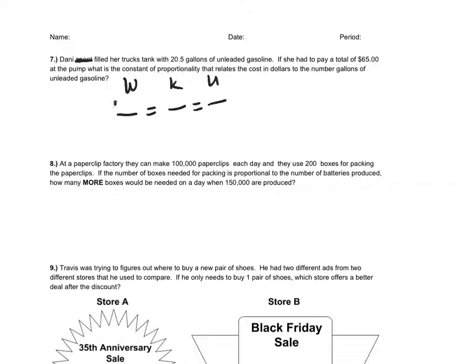So your cost over gallons is 65 over 20.5. How much for 1 gallon? Okay, so 65 divided by 20.5. And you should have gotten 3. Okay, it's like this big, long number.